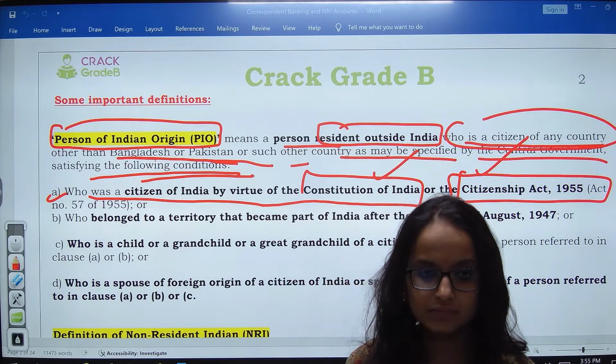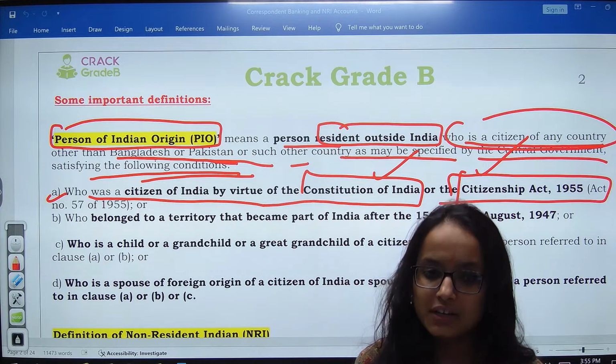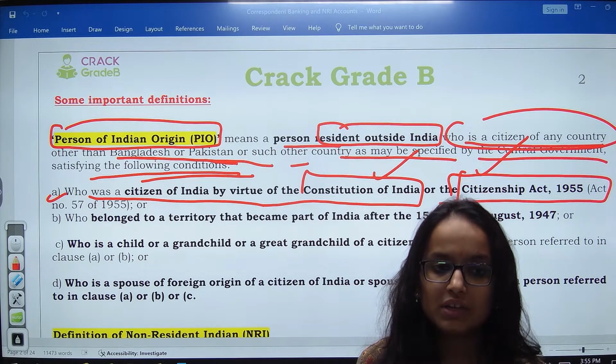Now, which article of our Constitution deals with citizenship? Anyone? Which articles of the Constitution of India deal with citizenship?